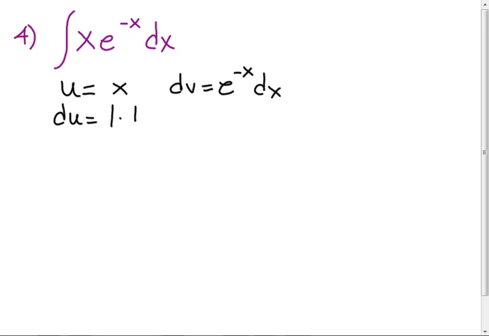1 times dx. Now, what's the antiderivative of e to the minus x? It's e to the minus x, but that's not quite right. Slap a negative out front. Is that right now? How do you know if it's right? Take the derivative. That's negative e to the minus x times the derivative of minus x. Yeah, that's right.